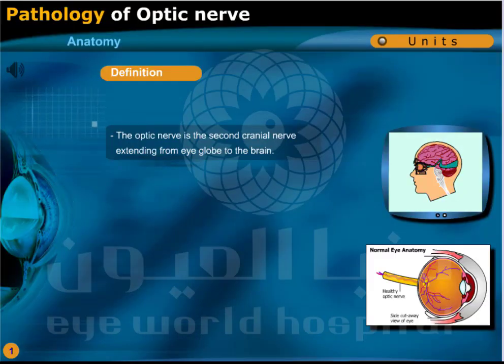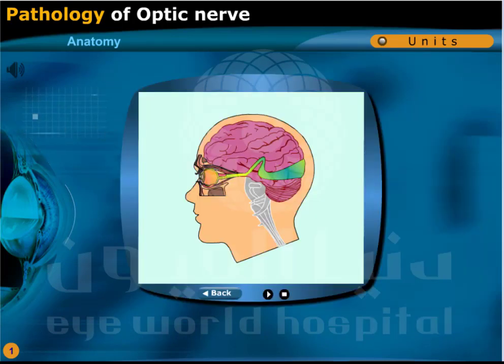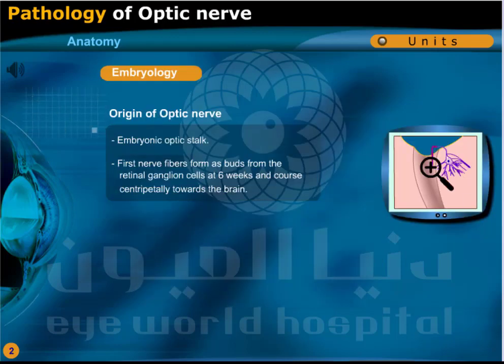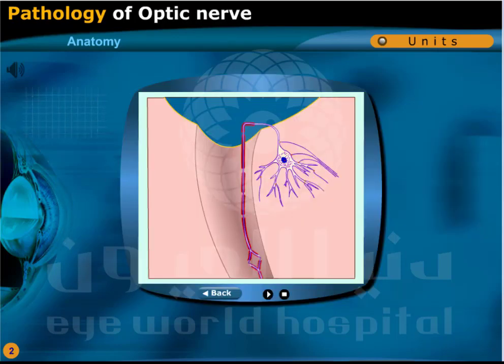Pathology of the optic nerve. Anatomy. The optic nerve is the second cranial nerve extending from the eye globe to the brain. Embryology. The optic nerve originates from embryonic optic stalk.